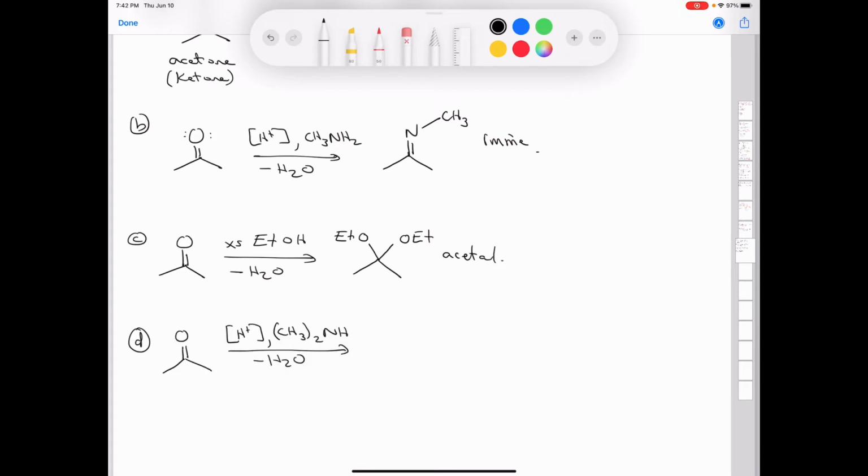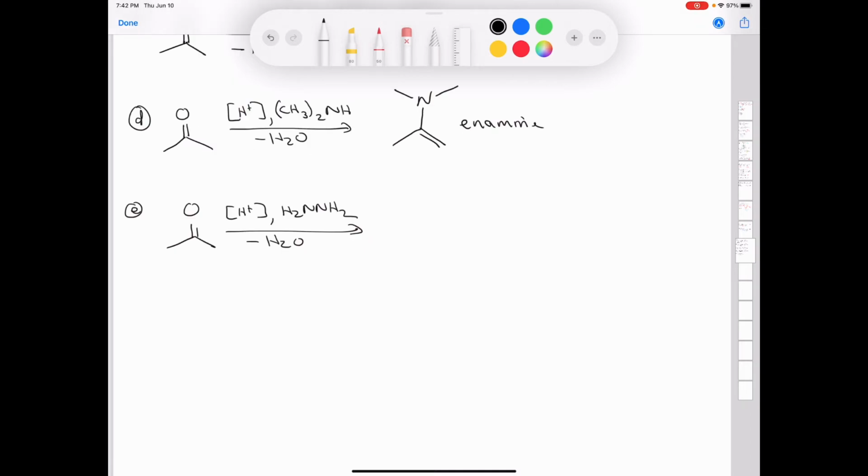In D, we're treating it with a secondary amine. This is called dimethylamine. And so we're not going to get an imine this time. We're going to have a bond to our nitrogen like that. We're going to have the two methyl groups, but now we're going to have a double bond here, and this is called an enamine. So remember, when we treat the ketone with ammonia or a primary amine, we get an imine, and when we treat it with a secondary amine, we produce an enamine.